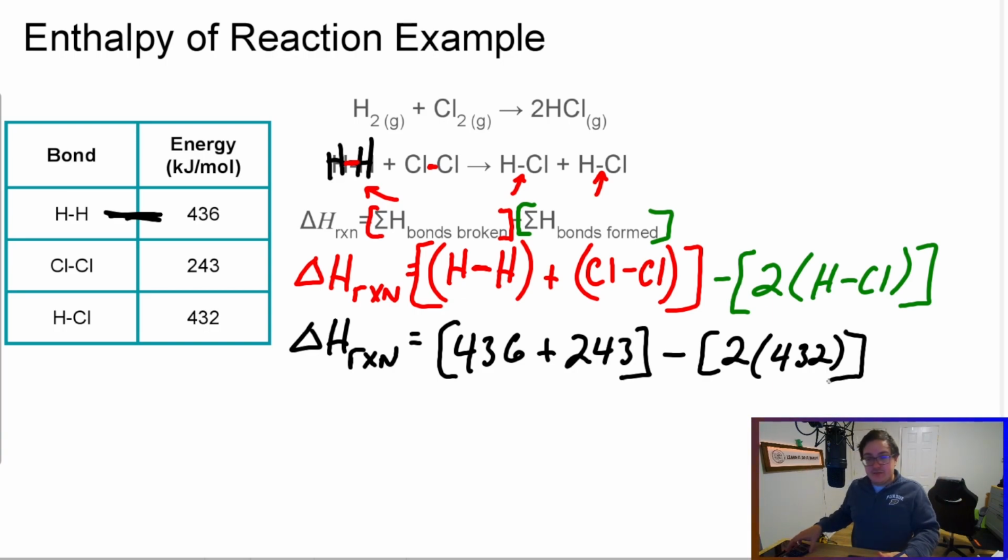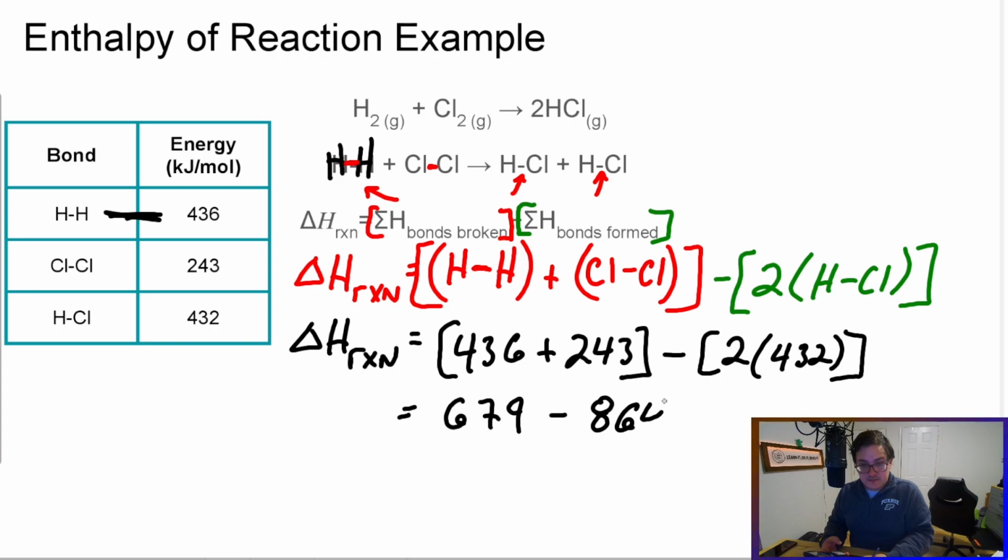Let's do a little bit of math. Remember I said you need your calculator nearby. Let's do 436 plus 243. That gets me 679 minus 2 times 432. That's 864.